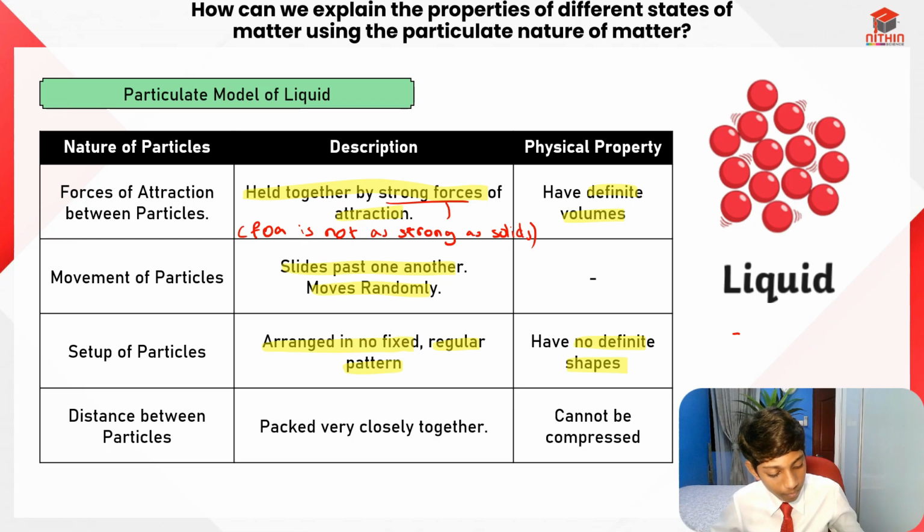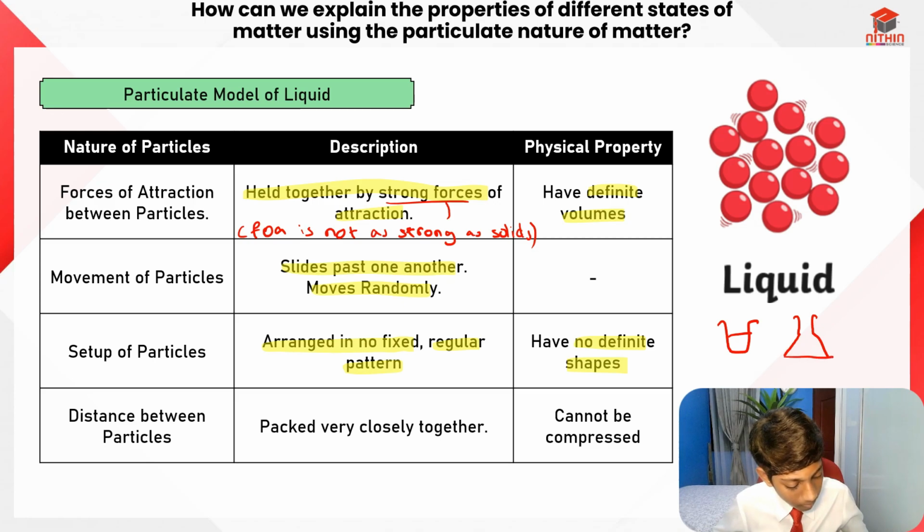Let me just draw the beaker and conical flask clearly. So this is the beaker and this is the conical flask. I hope you understood that. You can see that it's a different shape, right? Let me just highlight which is the shape. This is the shape of the water, while this is the shape of the water in a conical flask. So this means that liquids do not have a definite shape. I hope you understood that.